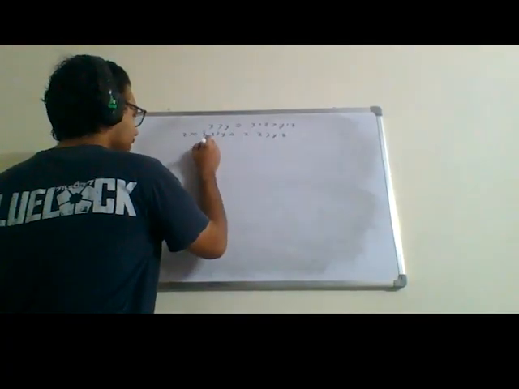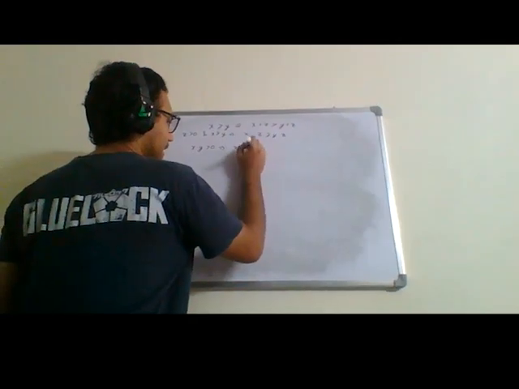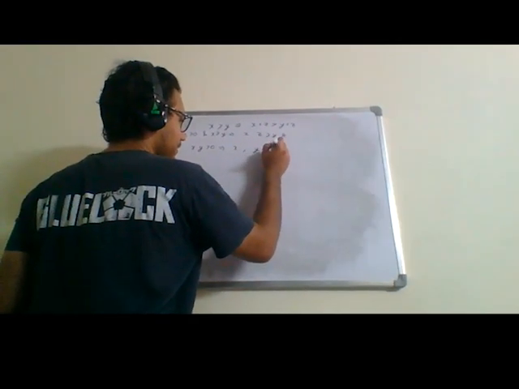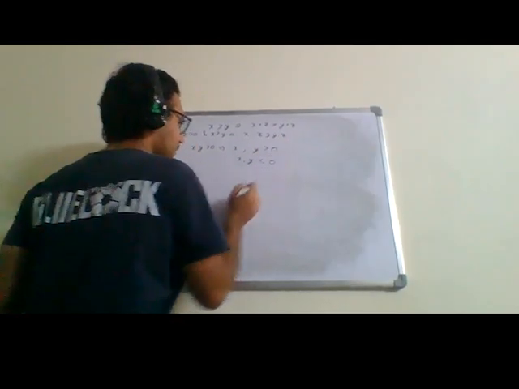Okay. xy is greater than 0 implies x and y are both greater than 0, or both less than 0. So x, y greater than 0 or x, y less than 0.